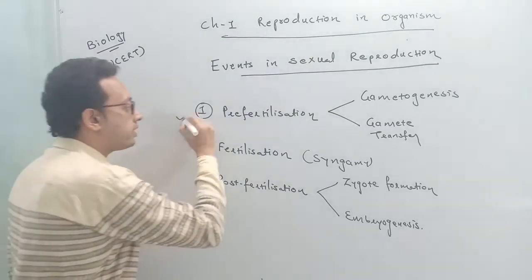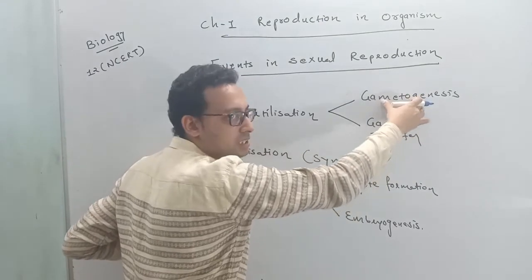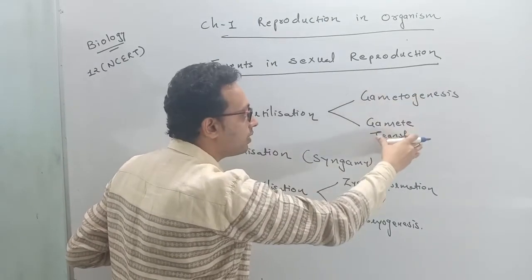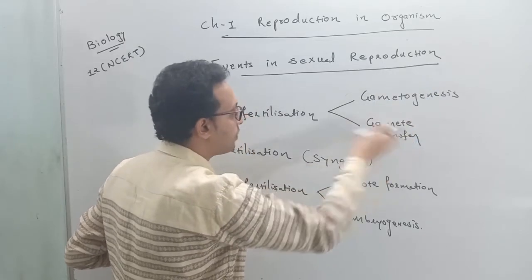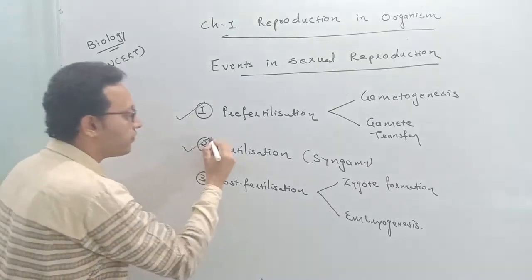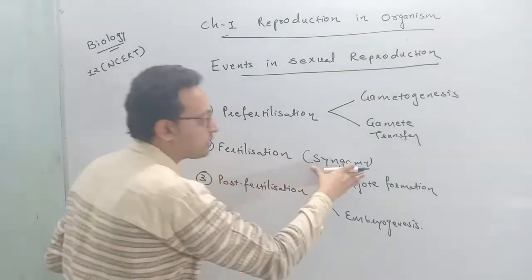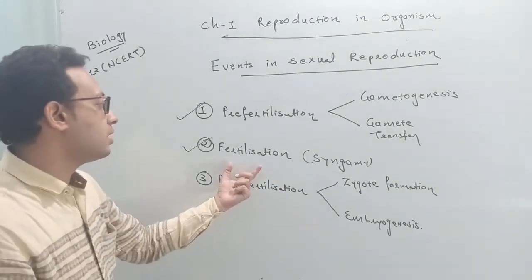We have finished the first event, pre-fertilization. Both the events have been finished: gametogenesis, the process of gamete formation, and the second one, gamete transfer. Both the processes of pre-fertilization have been finished. We have also finished fertilization, that means the syngamy process. External and internal types of fertilization have been finished.